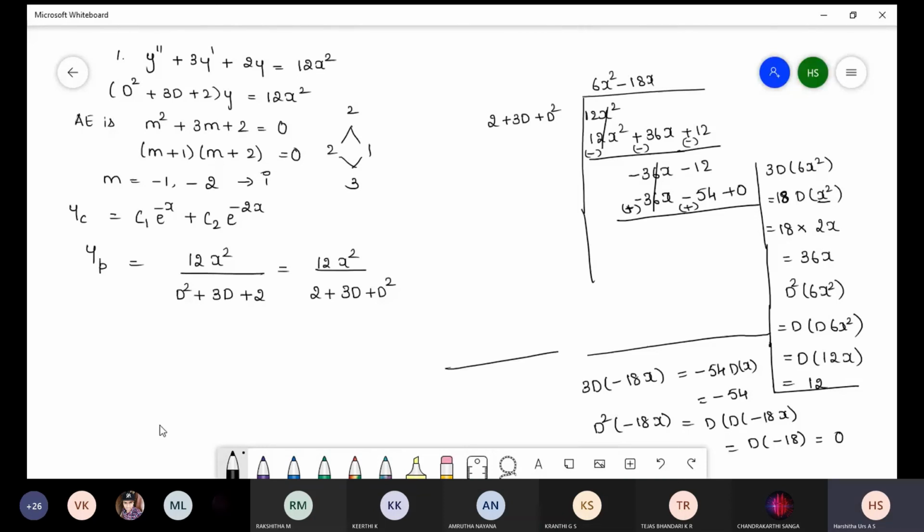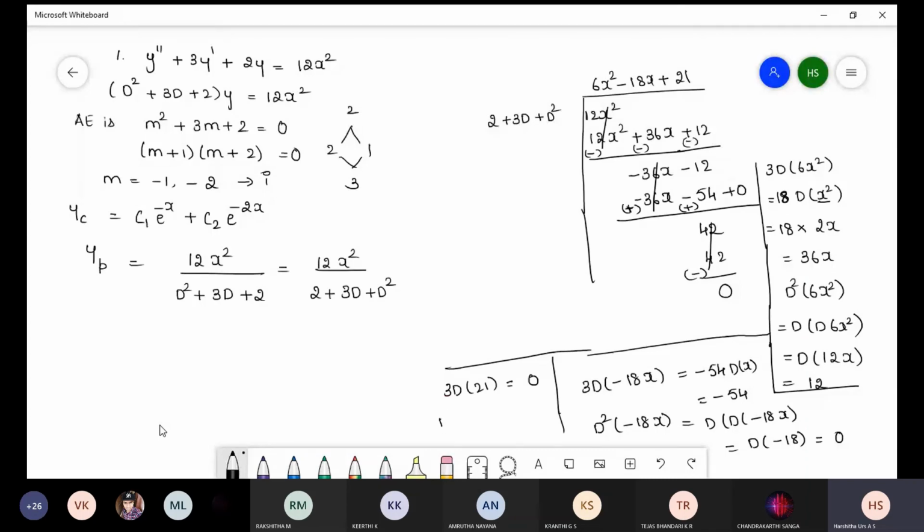What is the value of 54 minus 12? 42. Yes, 42. Now, to get 42, what do we have to multiply with this 2 to get 42? 21. Yes, 21. So I write here 21 into 2 is 42. Here we get 0. Now 21 for the next step: differentiation of the 21 is 0.